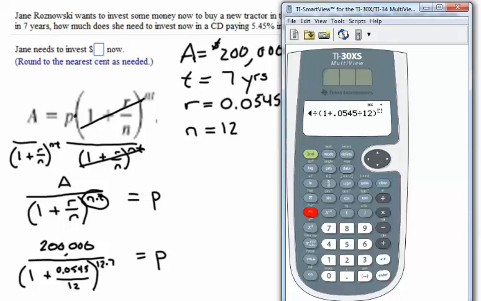You could either write 84, since 12 times 7 is 84, or you could put 12 times 7. And then enter. So our current value that we have to put into our account would be $136,685.28.